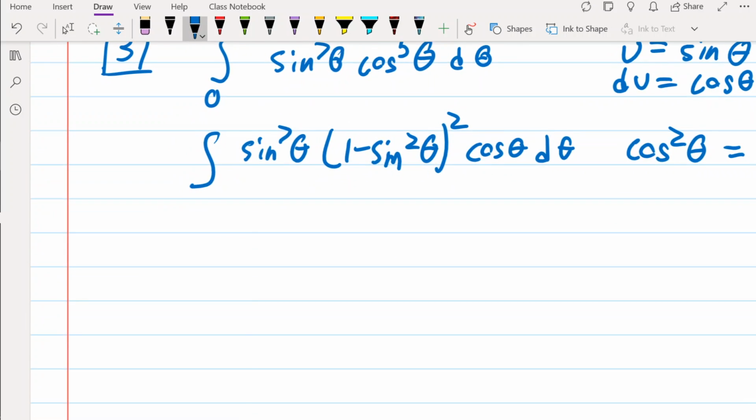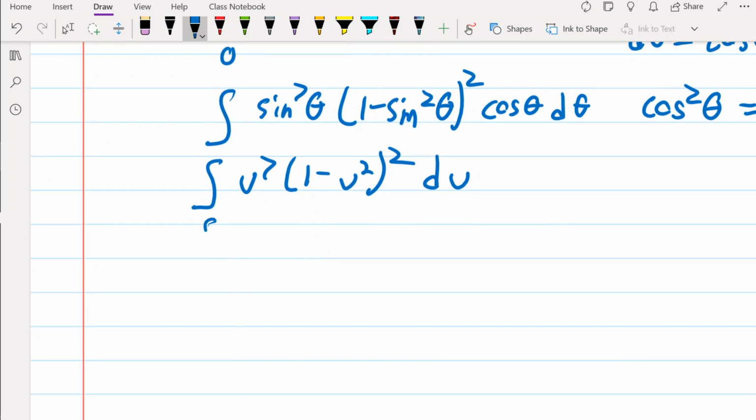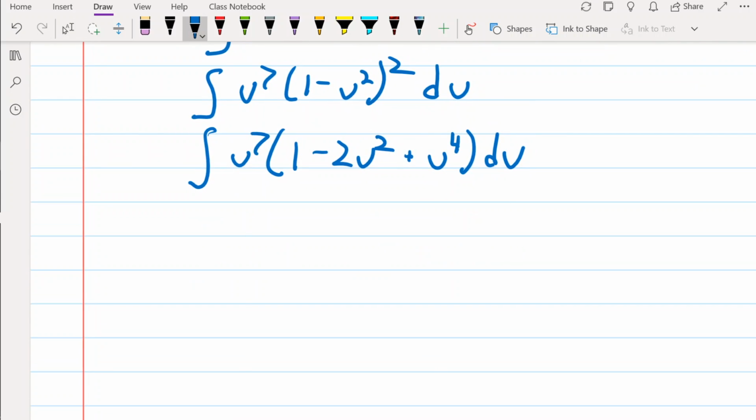Now we want to insert our u's. So we're going to have the integral of u to the 7th power times 1 minus u squared to the 2nd power du. So now we need to expand this. This will be u to the 7 times 1 minus 2u squared plus u to the 4th. Now we want to distribute our u to the 7th. So u to the 7th minus 2u to the 9th plus u to the 7, 8, 9, 10, 11.